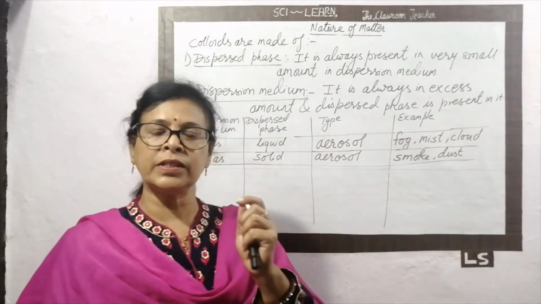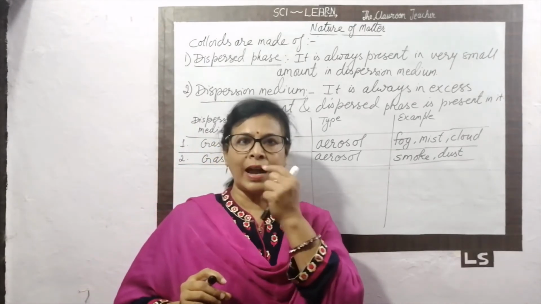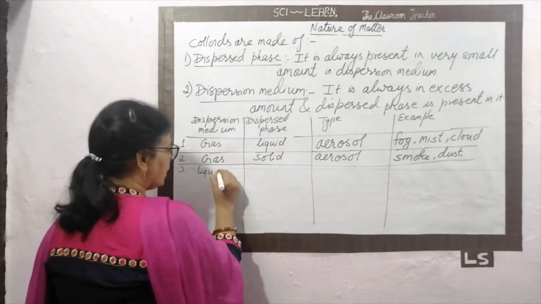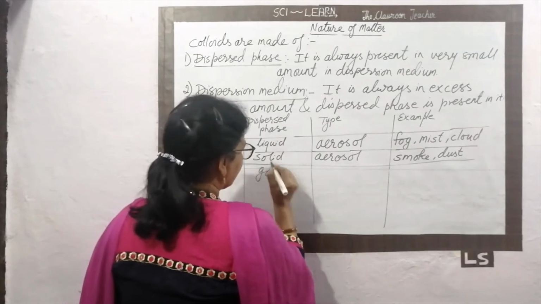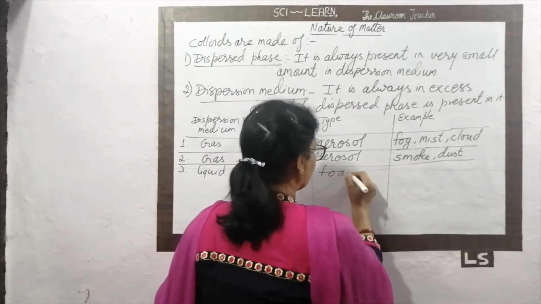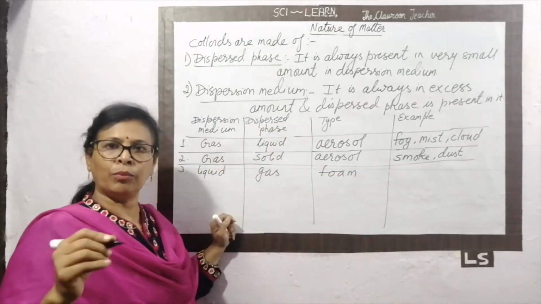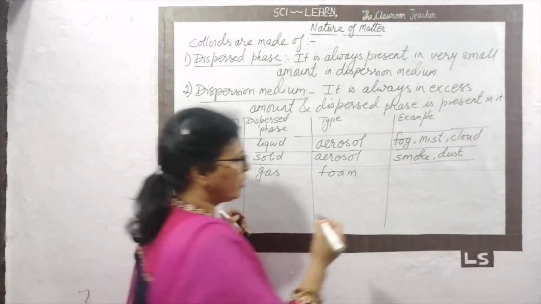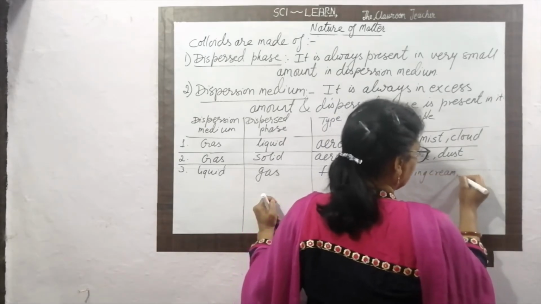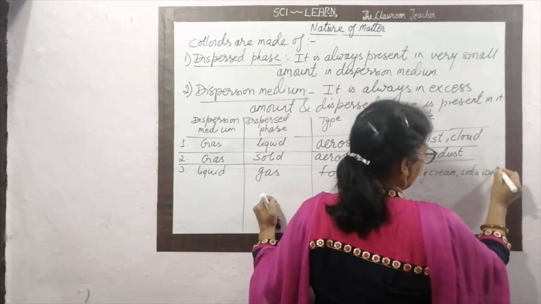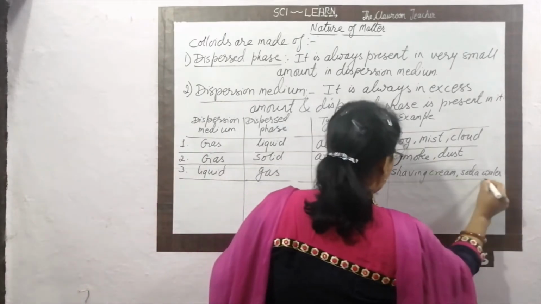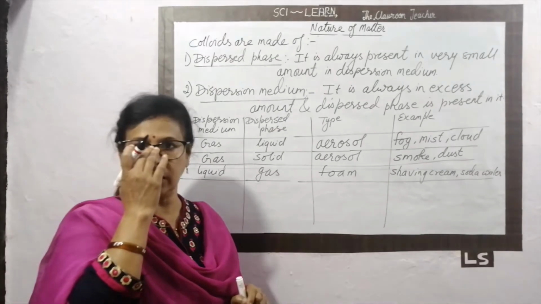Okay. Now, third, dispersion medium is liquid and dispersed phase is gas. When these two combine together, they form foam. So you are able to see foam in various places. Where? In shaving cream, soda water. Actually, what is the combination there? There, liquid is more in amount and gas is very less in amount. So it is called foam.